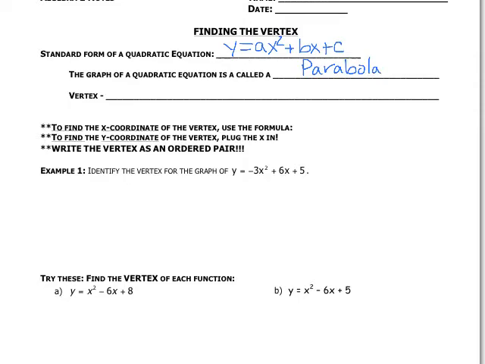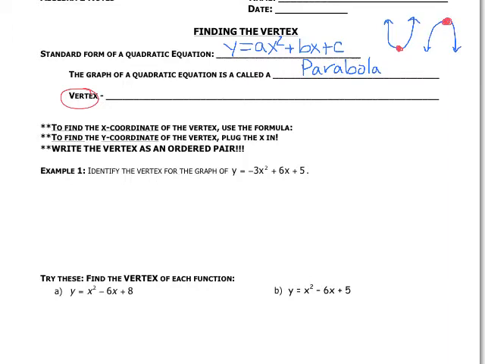Okay, and parabolas look like one of two ways. They can either point upward like that, or a parabola can point downward like that. Okay, so those are the two types of parabolas we'll look at. They open upward and open downward. In this specific point that we're talking about today, the vertex is the minimum point right here if it's opening up, or the maximum point right here when it's opening down.